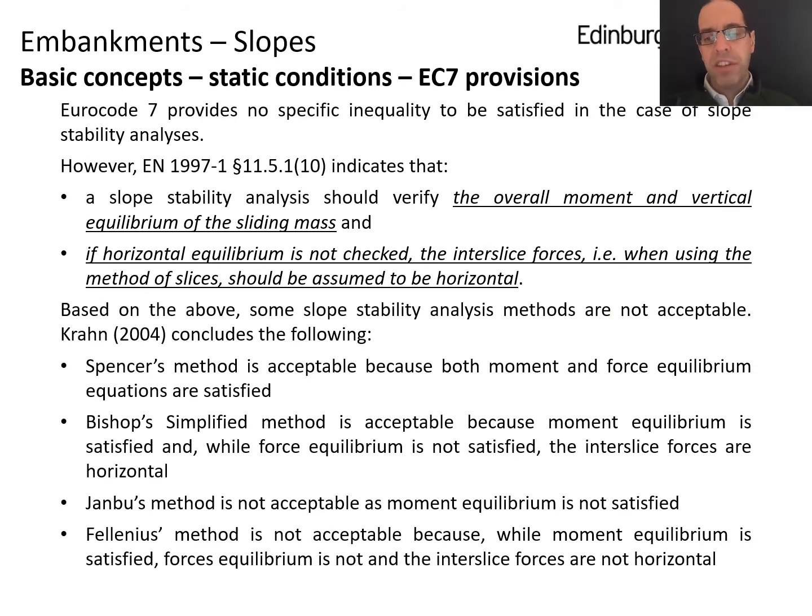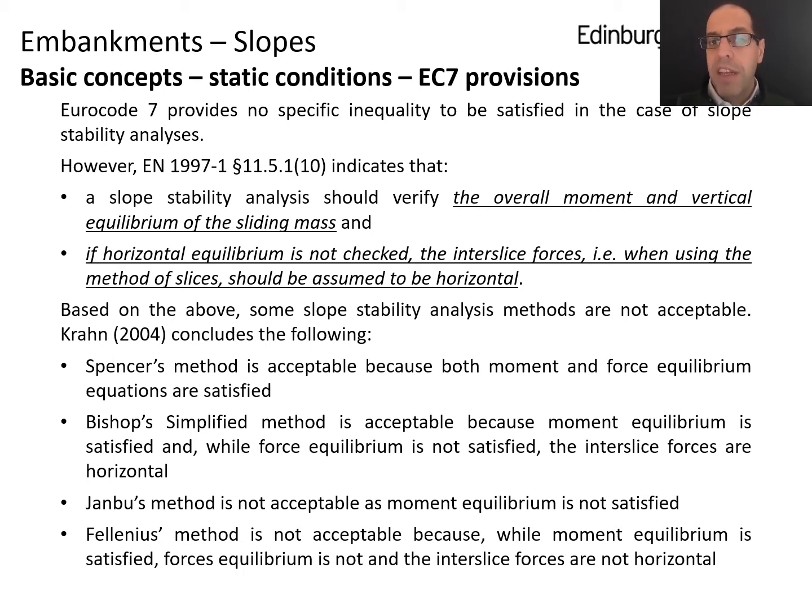Where we stopped last year is that we didn't discuss in much detail what international standards like Eurocode 7 tell you in terms of slope stability. In Eurocode 7 there is no provision of a specific equation or inequality to be satisfied in the case of a slope stability analysis, in the same way that you get for retaining walls as we did last week, in which the design effect of the actions has to be smaller than the design effect of the resistances.